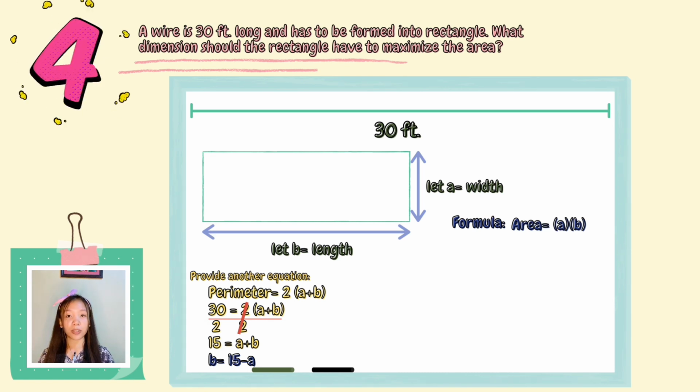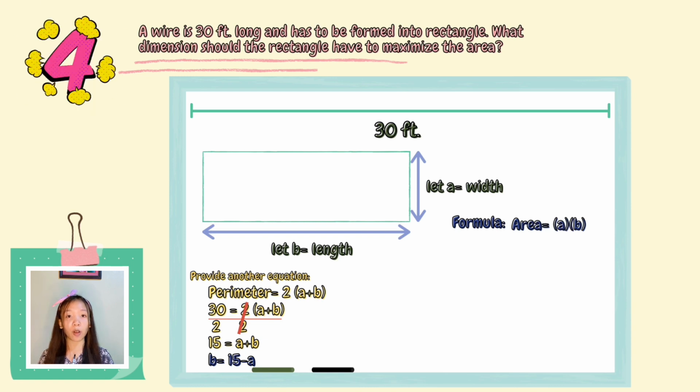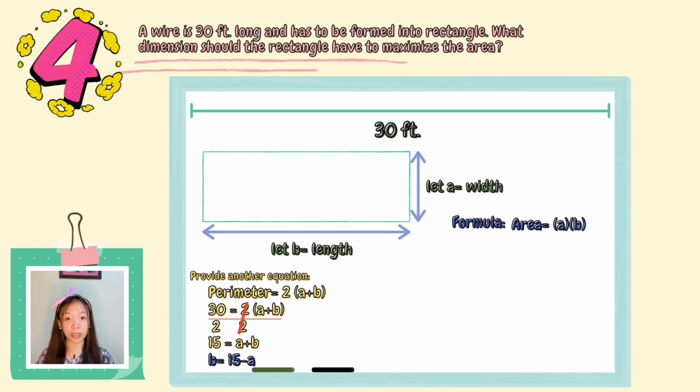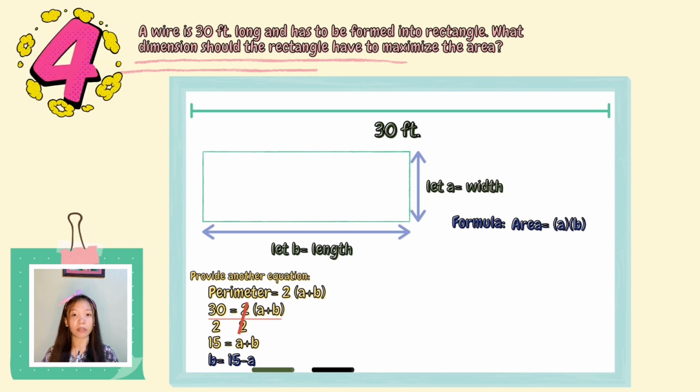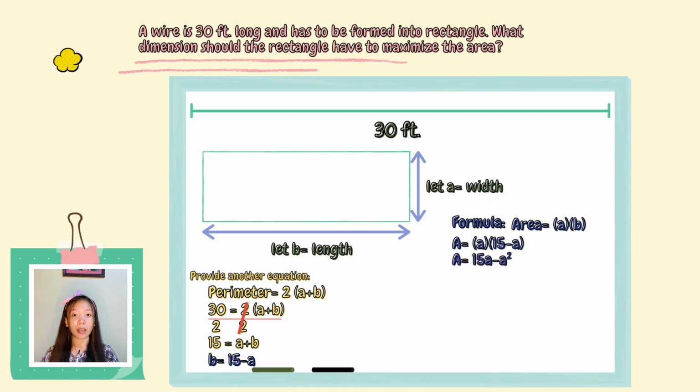Next is we divide both sides by 2 to cancel out the 2 we have at the right side. So we cancel it out. 30 divided by 2 is equal to 15 equals A plus B. For us to have a function that has a single variable, we need to find the value of our B. In order to find the value of B, we transpose A to the other side. Therefore, we have B equals 15 minus A.